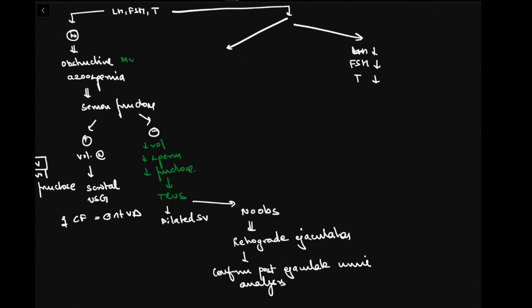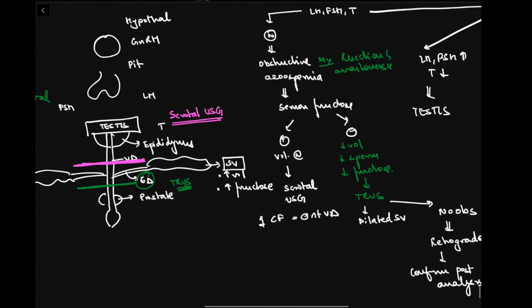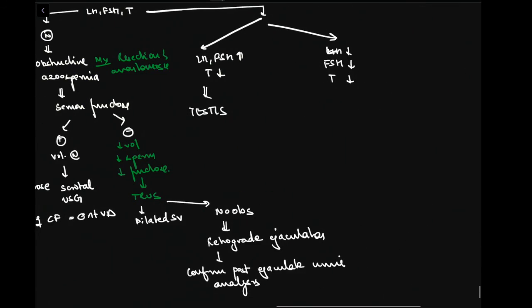So, how do we manage obstructive azoospermia? By doing resection and anastomosis. Then coming to the abnormal levels of hormones, when LH and FSH are increased but testosterone is decreased, this means that there is a problem at the level of the testes. This is called primary hypogonadism. And if all are decreased, it means that there is secondary hypogonadism, and the problem would be at the level of the hypothalamus or pituitary.